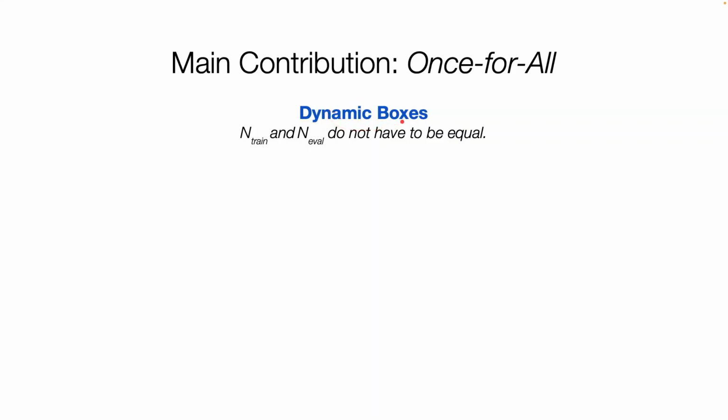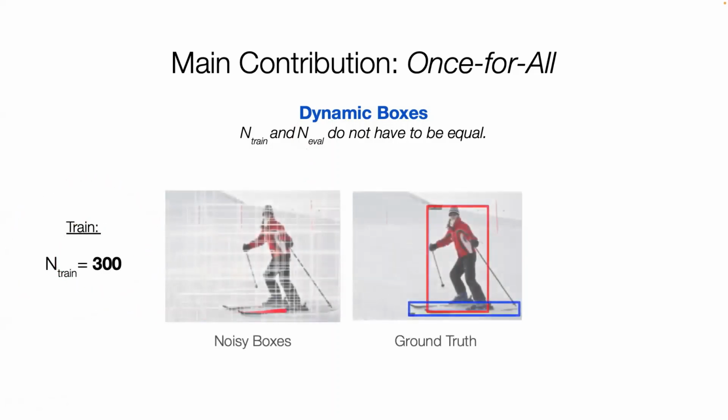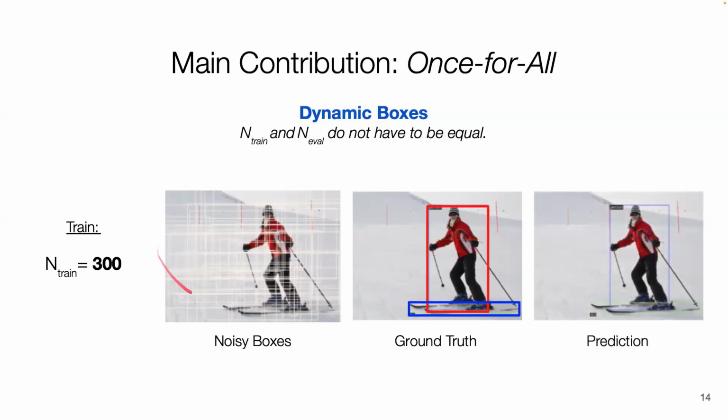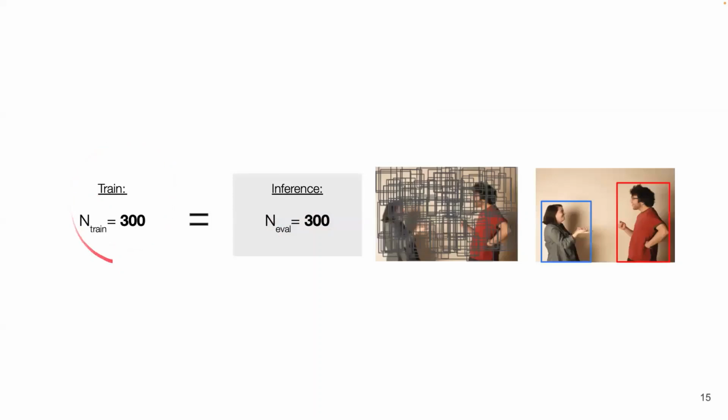The word dynamic itself means progressing and changing. And in this case, we're talking about setting the number of boxes during evaluation. That number can change. So you can train, let's say, with a number of 300. So we start with 300 noisy boxes paired with their ground truth boxes, and we can get a prediction. Keeping in mind that we trained with 300 boxes, we can also take that during evaluation and set our number of initialized boxes to 300 as well.